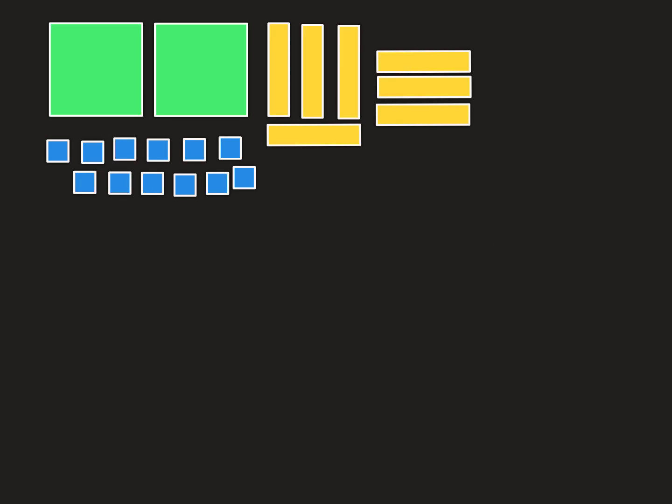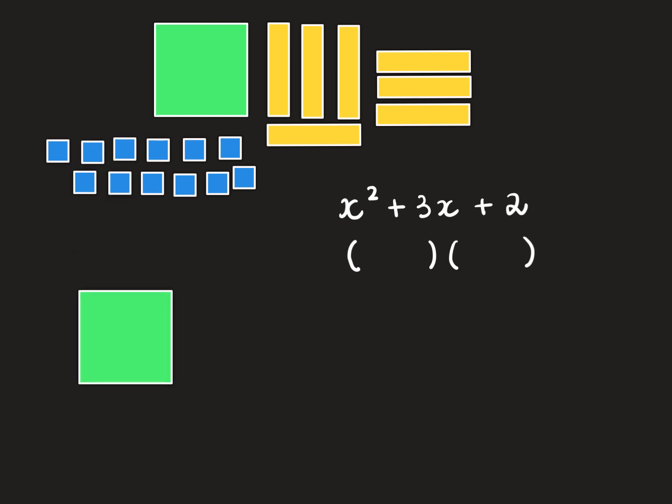What we're going to be learning to do is take an expression that looks like this, say x squared plus 3x plus 2, and change it into an algebraic expression where I've got something multiplied by something. We need to have a way to visualize this. I'm going to grab this green square here.